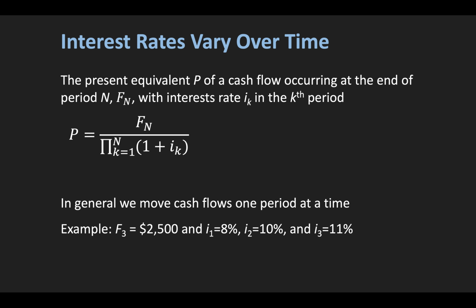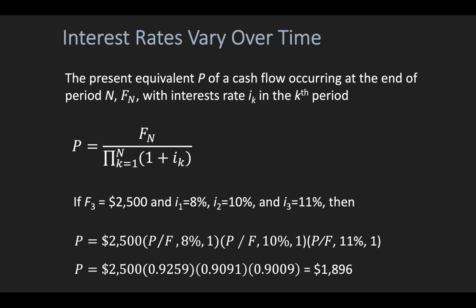Do the calculation. So here's the calculation. You can see exactly what we did: first period, second period, third period. We convert each one, find the value, and then multiply them all together. That gives us $1,896 at the beginning of the period. So the present value is this much. Okay, so that's what we get.